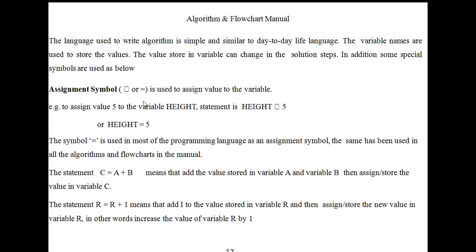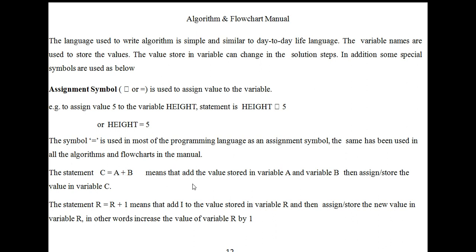Assignment symbols. So the equal to symbol is used to assign a value to a variable. Example, to assign value 5 to the variable height, the statement is height equal to 5 or height arrow 5. The arrow symbol or equal to symbol can be used for assignment. The equal to symbol is used in most programming languages as the assignment symbol. The same has been used in all the algorithms and flowcharts in the manual.